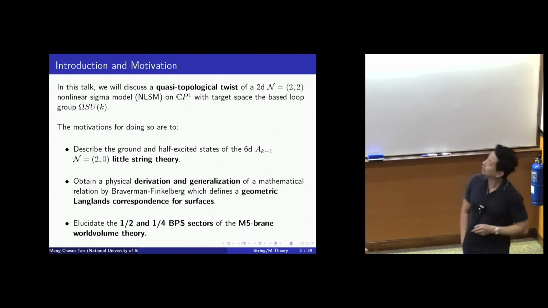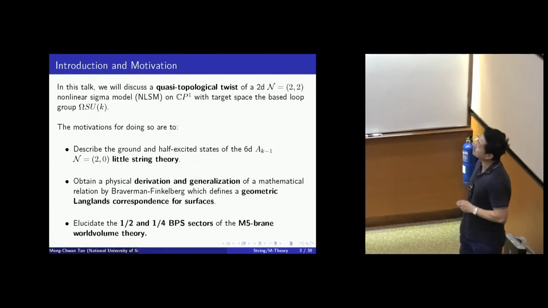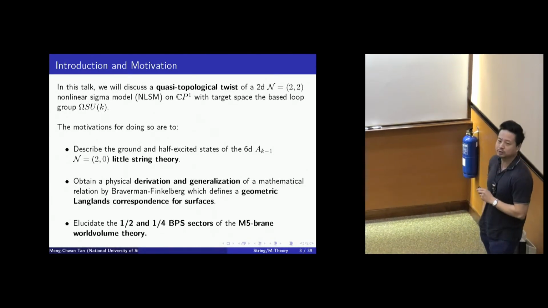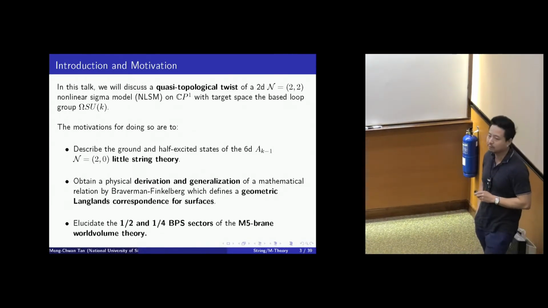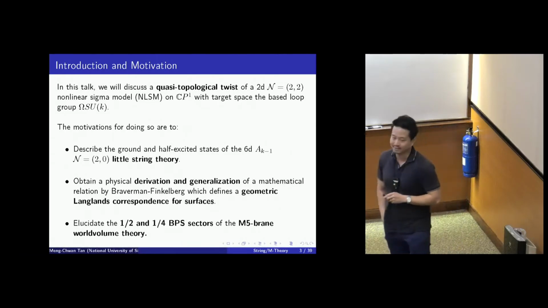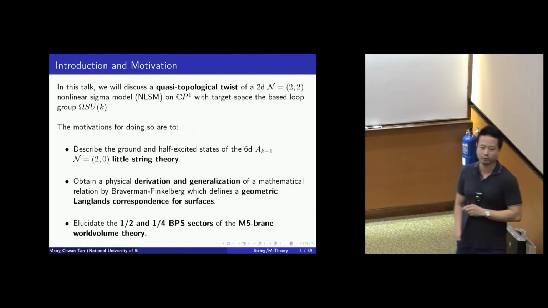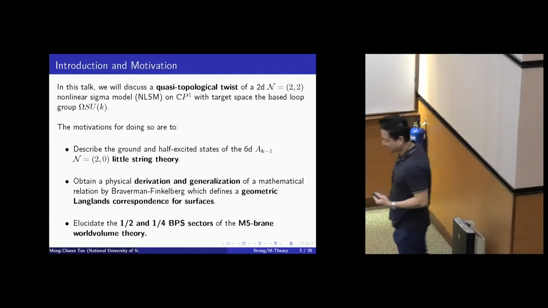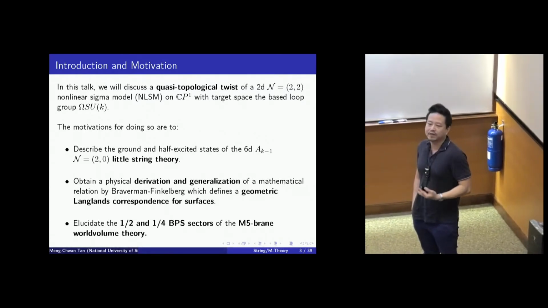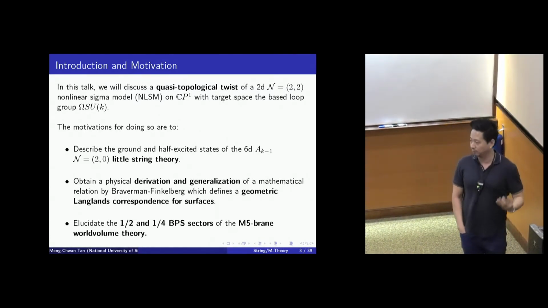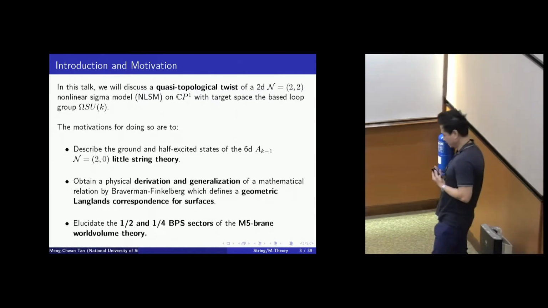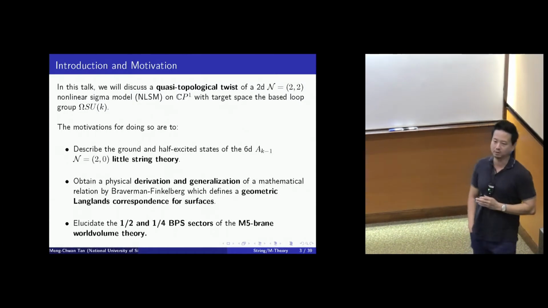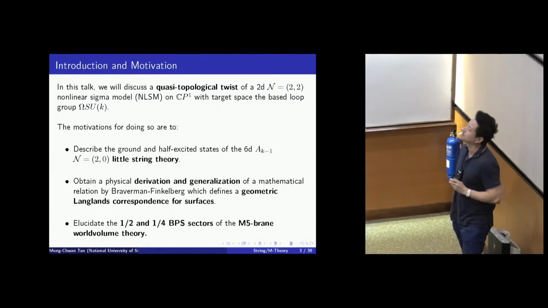Okay, so introduction and motivation. So in this talk, very specifically, we will discuss a quasi-topological twist of a 2D N=(2,2) nonlinear sigma model on CP1 with target space the based loop group, which we will denote as ΩSU(K). Of course, we could generalize this to other groups, but for the purpose of studying a stack of K M5-branes with no orientifold planes such that the gauge symmetry in lower dimensions is U(K), we would concentrate on such a based loop group. But it works for all G, general G.